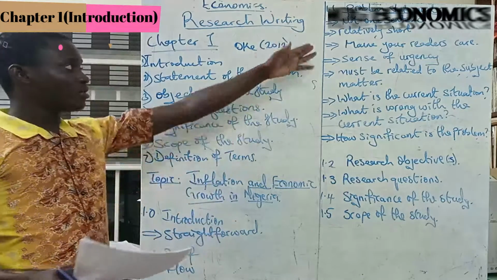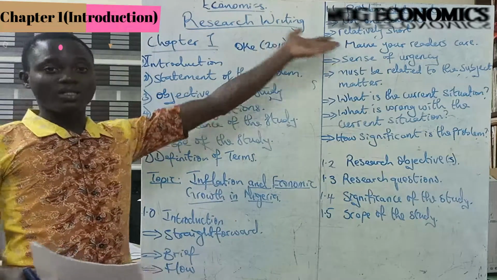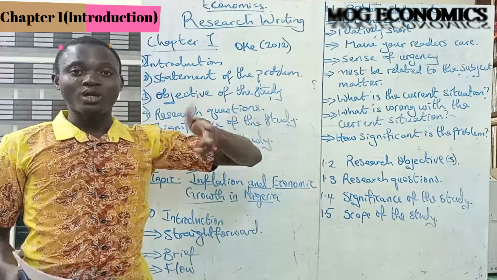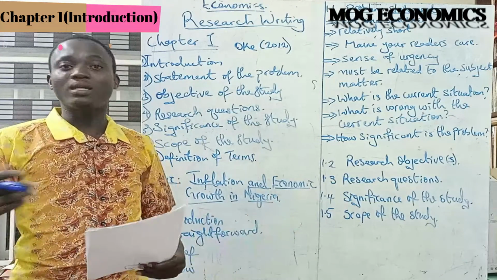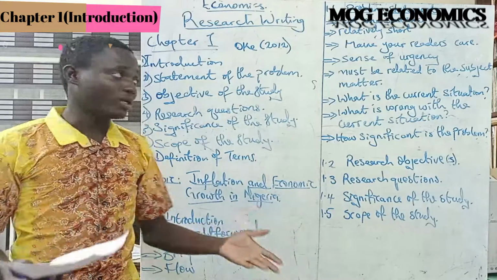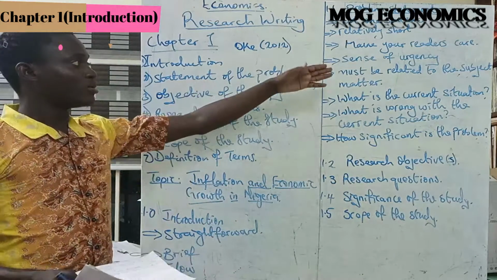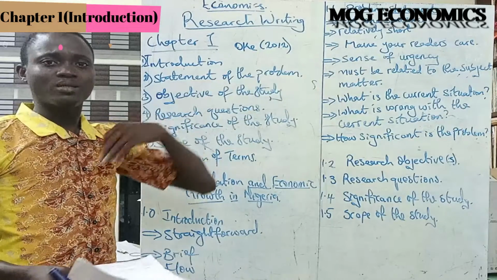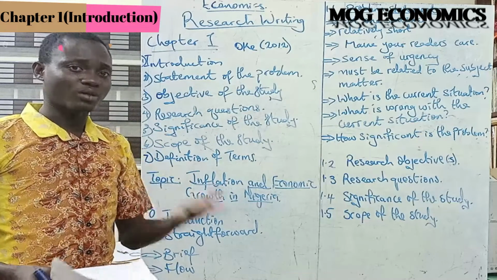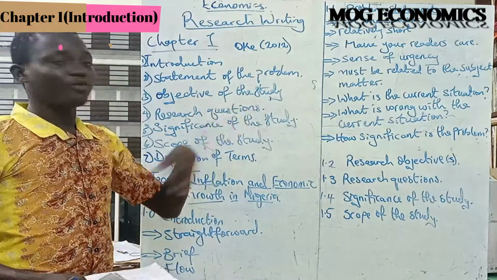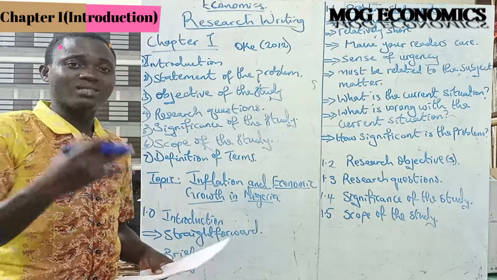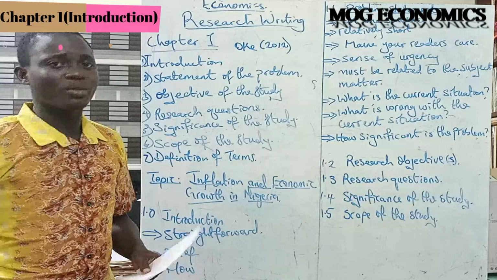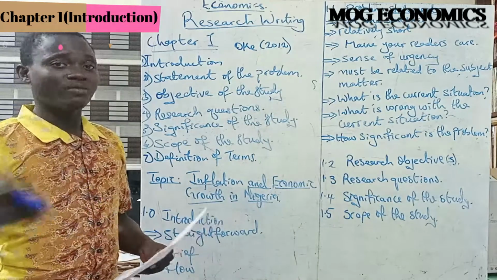Number one, it's not a long sentence, it's relatively short. Like I said, it depends on your level. Maybe you're an undergraduate student, an MSc student, a PhD student, so it depends. Another one, make your readers care about the problem you're talking about. Make them care. Number four, it must have a sense of urgency. This is a problem and it must change. Something must happen. Something positive must happen.